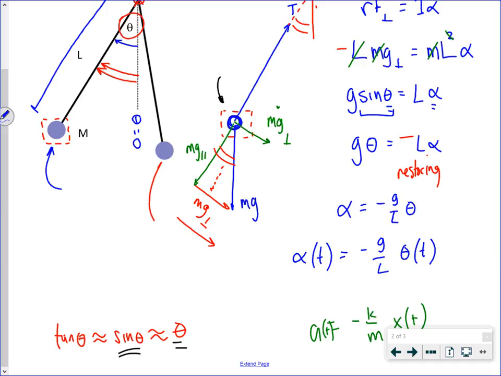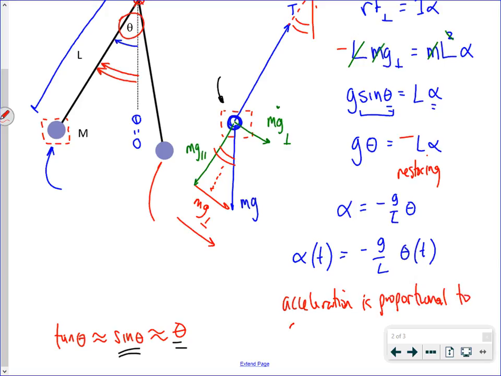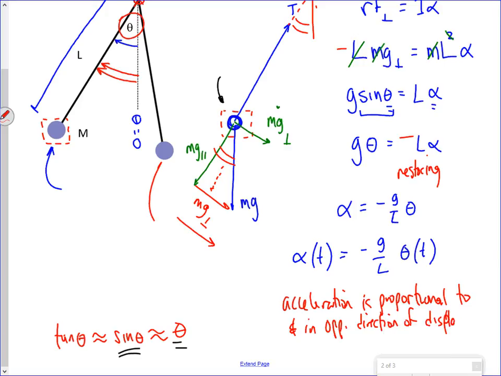This allows us to say that acceleration is proportional to and in the opposite direction of displacement. Thus it is demonstrated this is a simple harmonic oscillator.